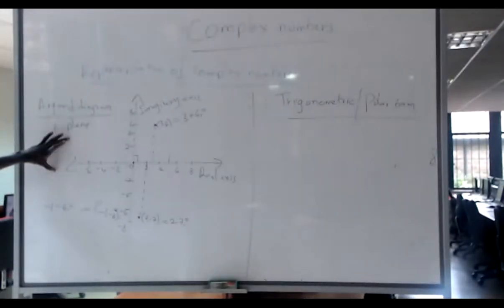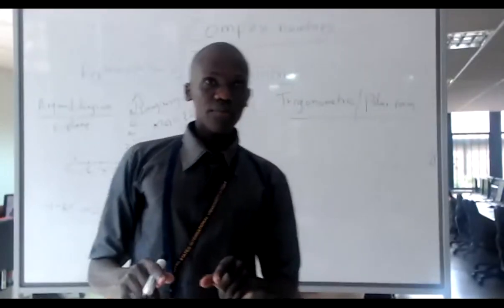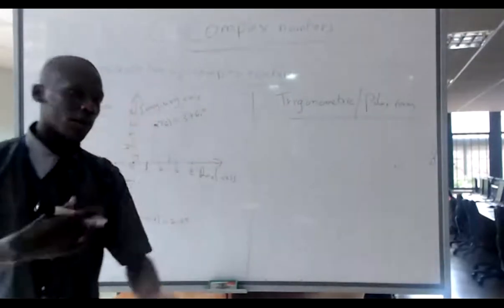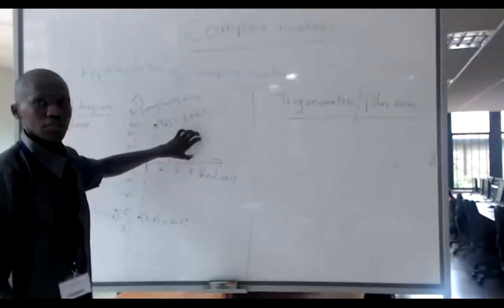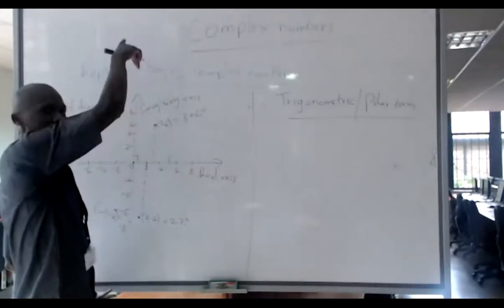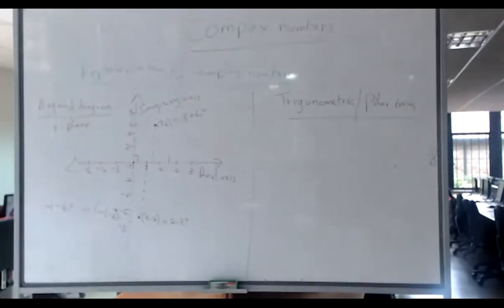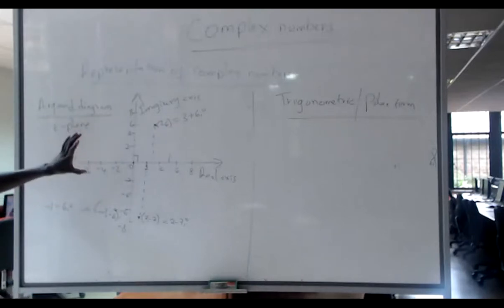Is there any question about the Argand diagram? You only need to remember that every point on this plane corresponds to a complex number. And similarly, every complex number can be located on this complex plane by taking the real part to be the coordinate on the real axis, and the imaginary part to be the coordinate on the imaginary axis. Is everyone okay with the Argand diagram of the z-plane? Yes. Okay.